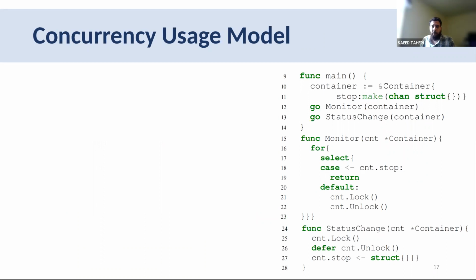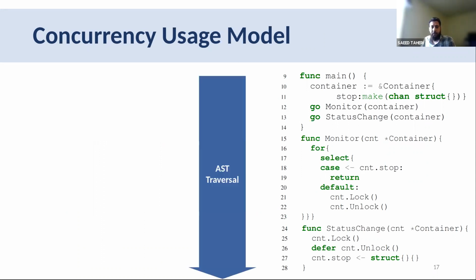To analyze this program, we first statically construct the concurrency usage model. By traversing the source abstract syntax tree, or AST, we identify the concurrency usage in the source and inject them into the models table.